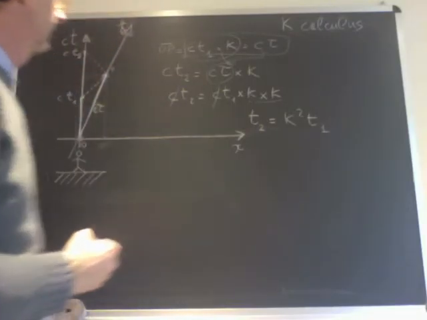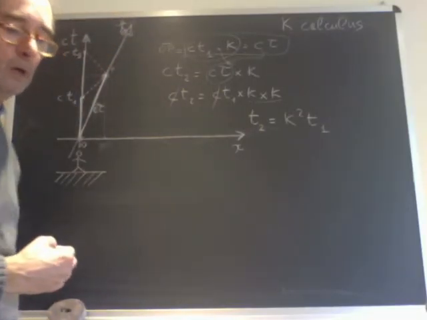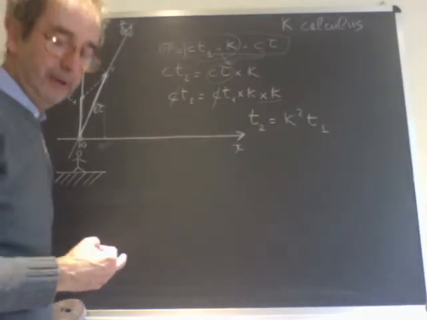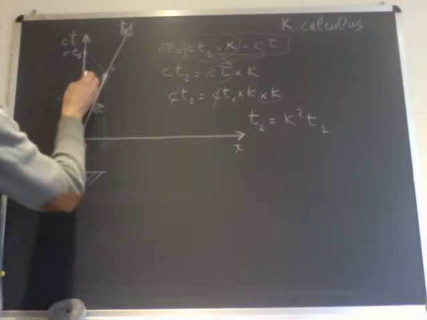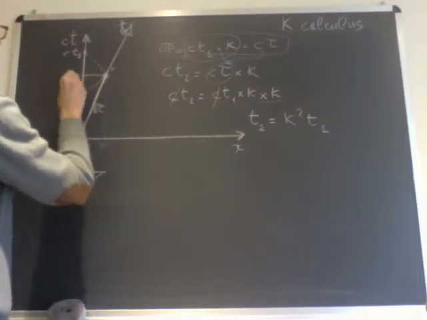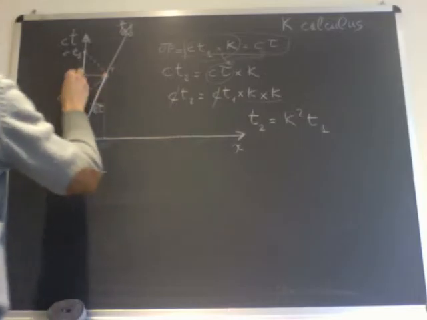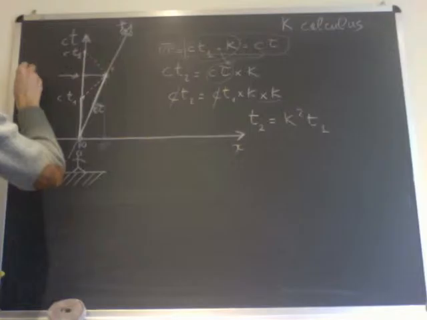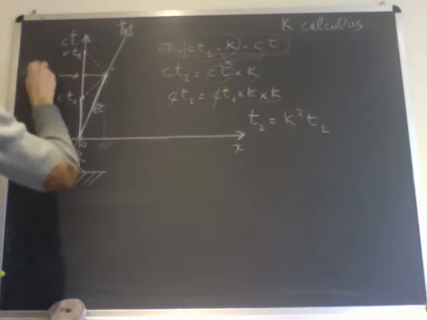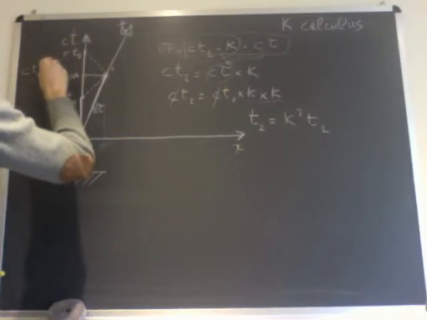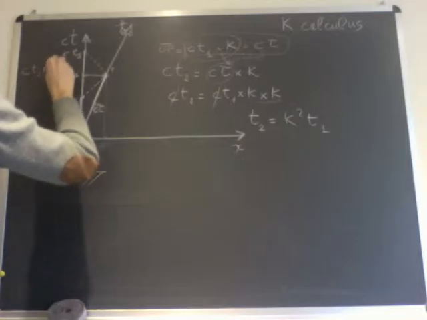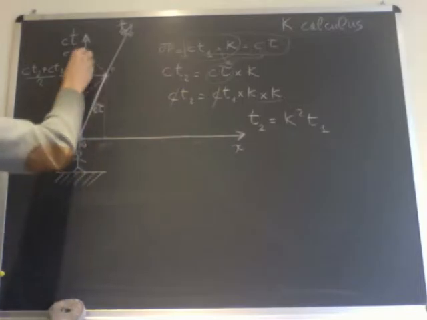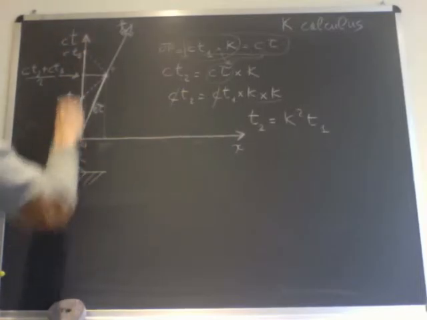Let's calculate K. Well, I know that the distance traveled by the rocket in this time here, that is, ct2 plus ct1 over 2, is the mean value between these and these, okay?